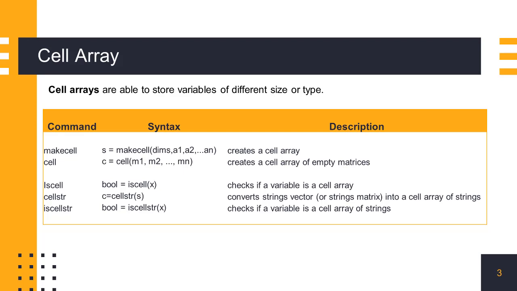We can also use the makeCell command to create the cell array. MakeCell creates a cell array of dimensions given by the dims keyword and with the given input arguments. It requires the size of all the variables to be known before creating the array, whereas the cell command can create an empty cell array. The iscell command is used to check if the variable is a cell array object.